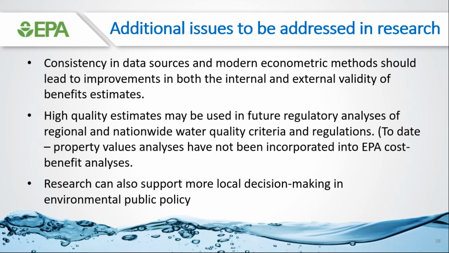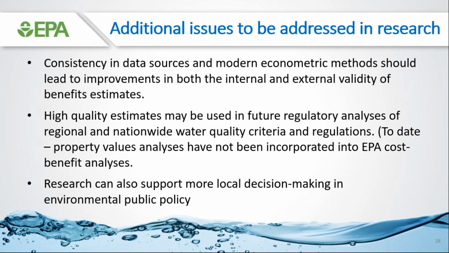So finally, some of the additional issues that we'd like to address in our research, and that I think we can start to address with access to property data across the country, and potentially leveraging some of these remote sensing data sets that are available across a large number of water bodies and at a high frequency. This consistency in data sources and modern econometric methods will hopefully lead to improvements in both the internal and the external validity of our benefits estimates. We were getting a few mixed signals in the meta-analysis, and that's likely due to the wide range of methods used in those studies, the different ways of including the water quality, etc.